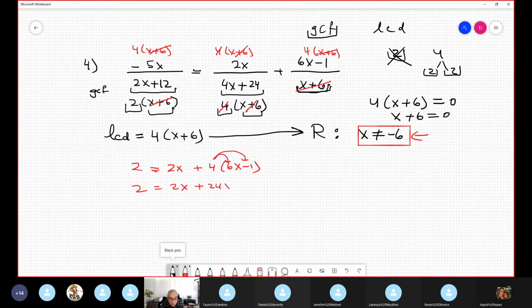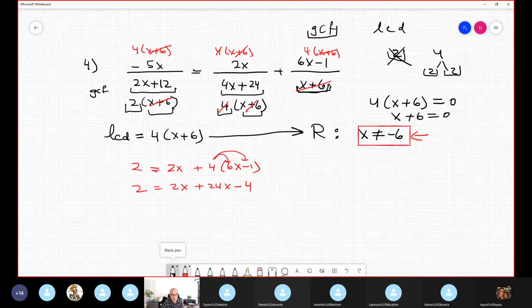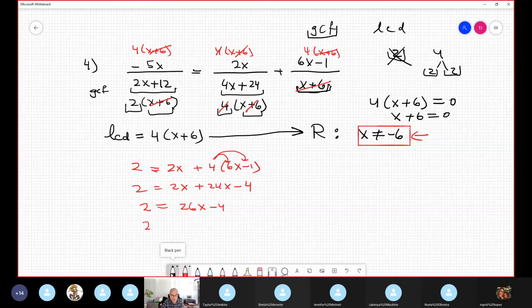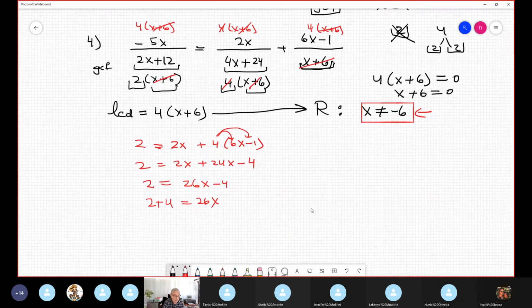24 minus 4, no? So we have 2 is equal, combined like terms is 26, no? Minus 4. I move this: 2 plus 4 is equal to 26x. 2 plus 4 is 6. 6 over 26 is equal to x. And we can reduce as 3 over 13.